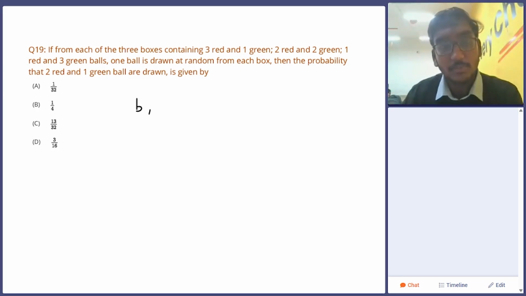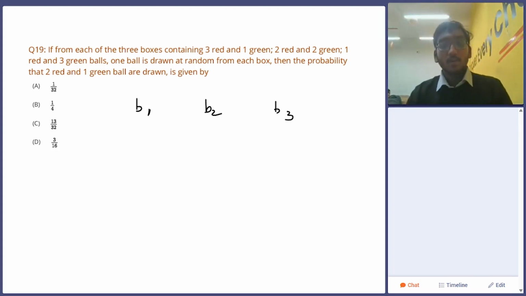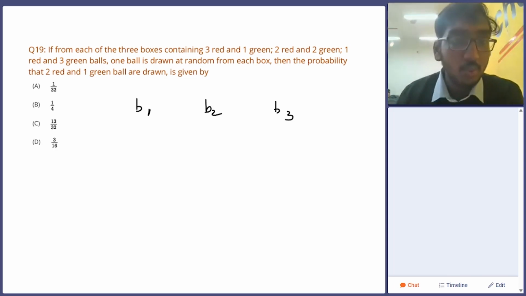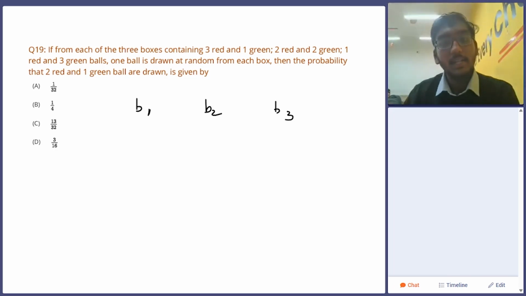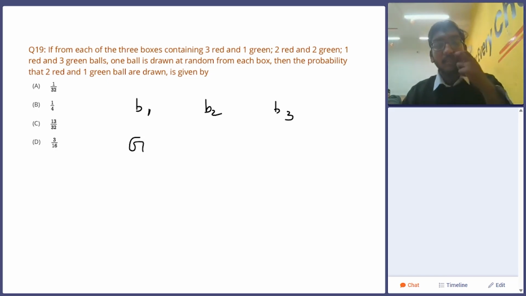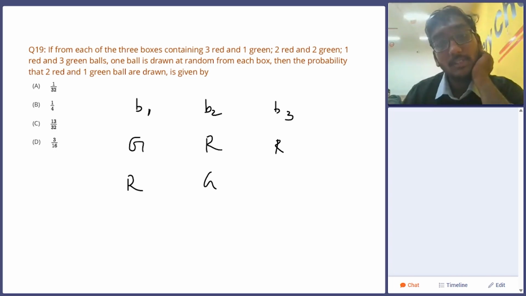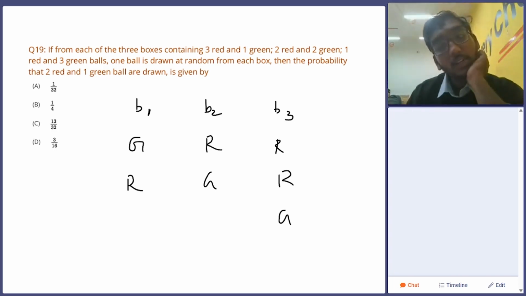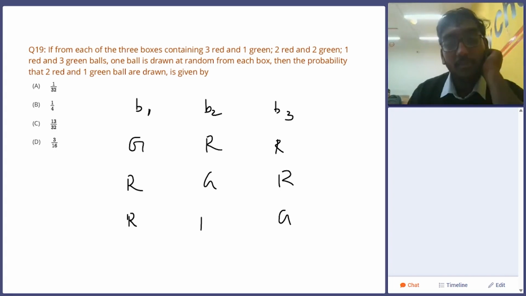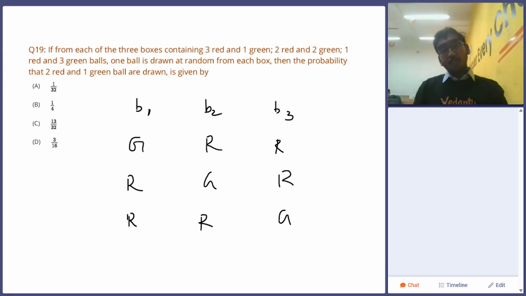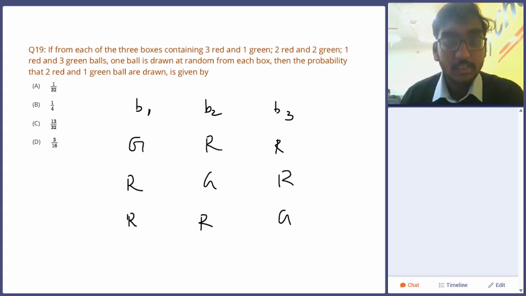Okay, let's call this the first box and second box, and this the third box. So we are drawing one ball from each of these boxes, and what they are asking is to find the probability that it will be 2 red and 1 green ball drawn all together from all these 3 boxes. If we have 2 red and 1 green balls being drawn, it can be in 3 different ways. You can draw the green ball from the first box and red ball from second and third box, or you can draw the green ball from second box and red from first and third box, or you can draw the green ball from the third box and red from first and second box. These are all the possibilities. So we have to add all these possibilities.